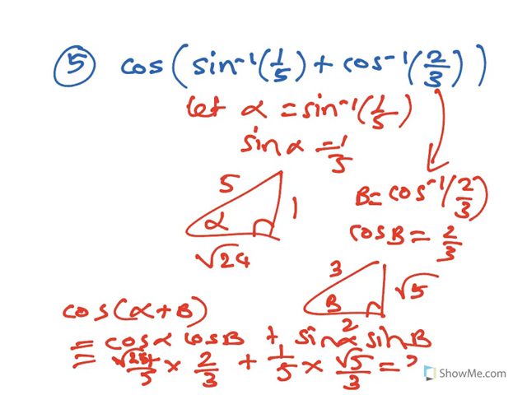So root 24, which is 2 root 6, times 2 is 4 root 6, plus root 5, all over 15.